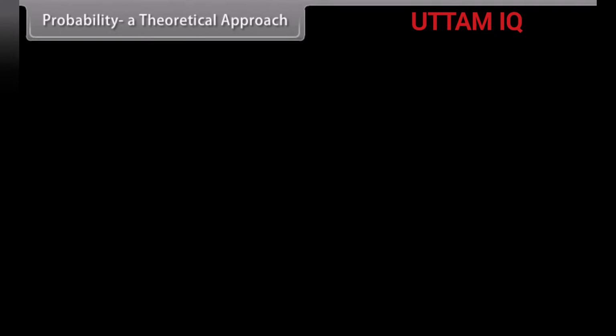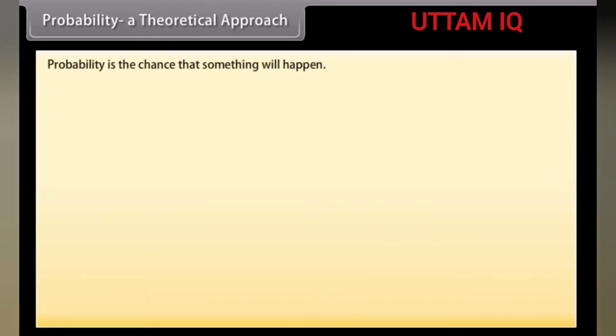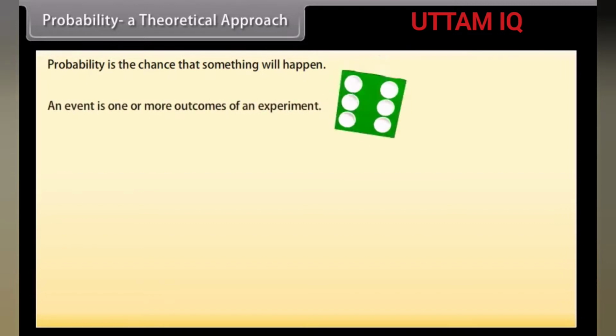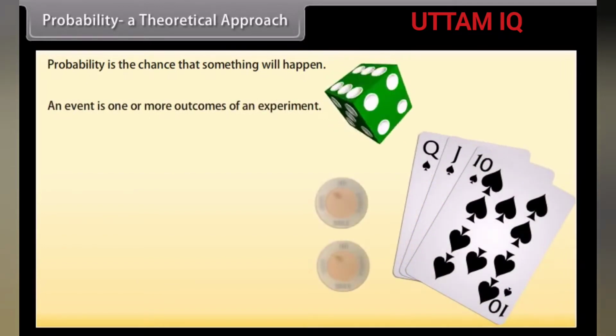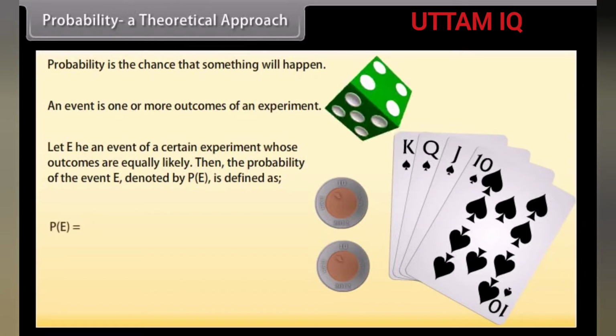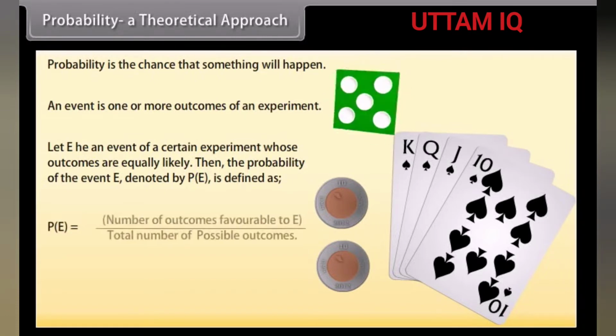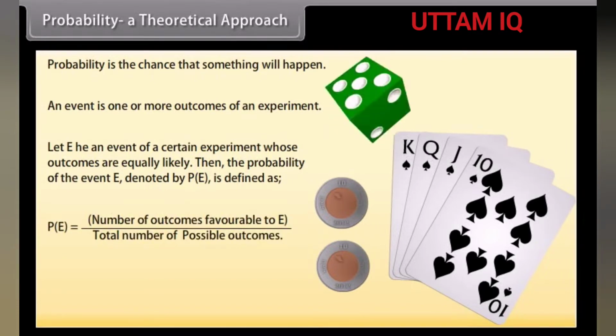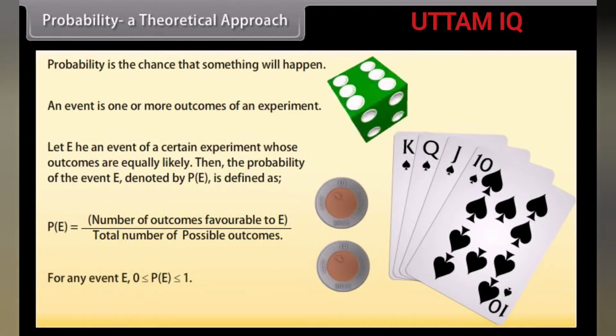Probability, a theoretical approach. Probability is the chance that something will happen. An event is one or more outcomes of an experiment. Let E be an event of a certain experiment whose outcomes are equally likely. Then the probability of event E, denoted by P(E), is defined as P(E) equals number of outcomes favorable to E by total number of possible outcomes. For any event E, 0 less than or equal to P(E) less than or equal to 1.